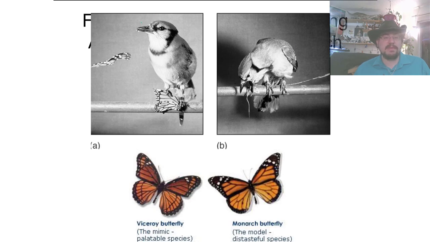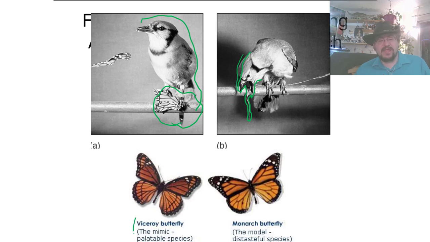Here is a happy bird, and it has caught a tasty butterfly, and it says, oh, I will now eat this butterfly and have a good time. Oh, it tastes terrible. Right? So a bird very quickly learns not to eat a monarch butterfly. It tastes awful, and it tastes, you know, poisonous.